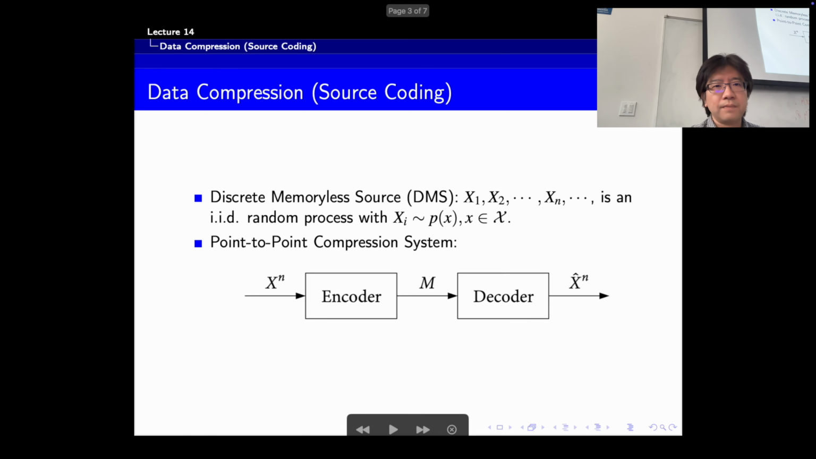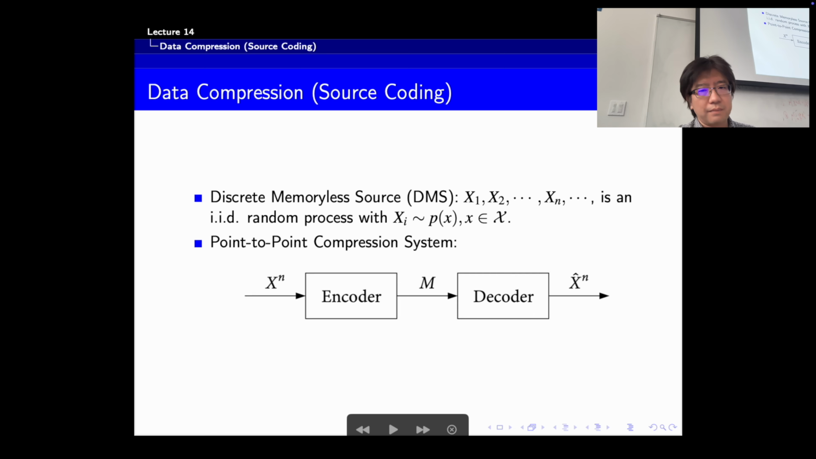Okay, so in chapter 5, mainly we care about this DMS, discrete memoryless source, right? And here's the diagram of the source. I have a source information, and we have the coded information. M is the code word that we have. And then we have a decoder to recover our source information. Okay, great. So this is basically the diagram.